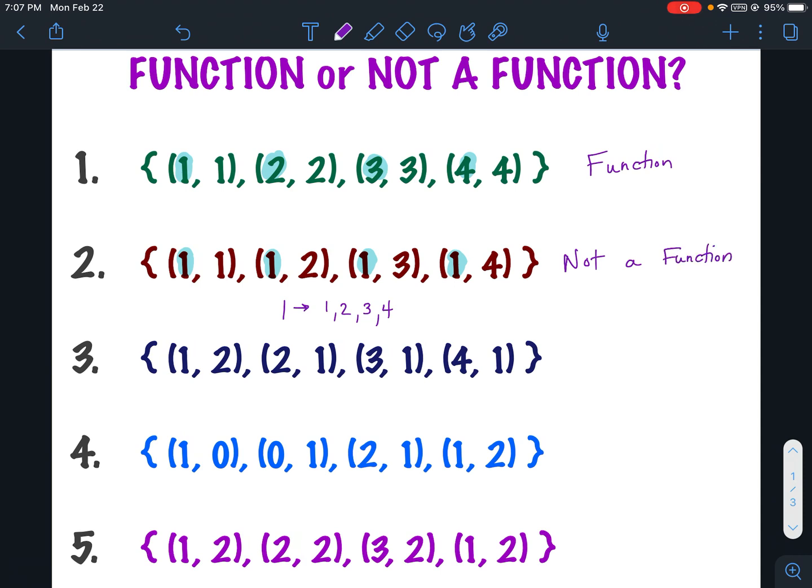Again, you should just be following along. You don't need to write this down, but follow along. Number 3, I have inputs of 1, 2, 3, and 4. None of the inputs repeat, so it's automatically a function.